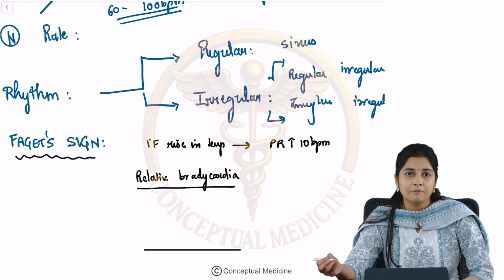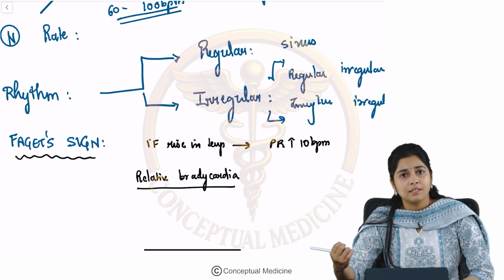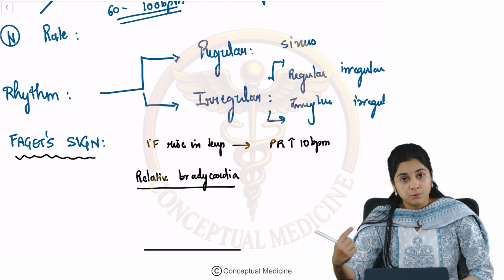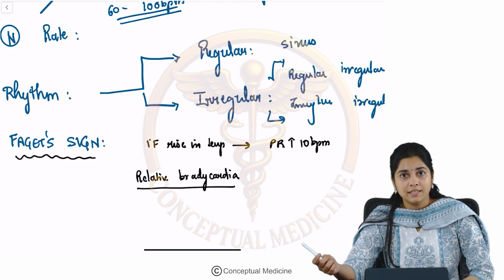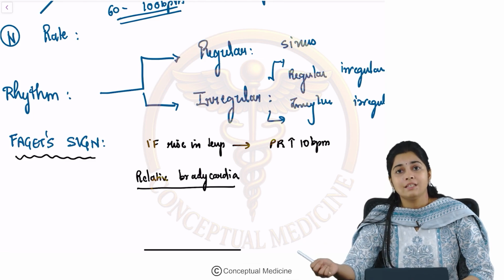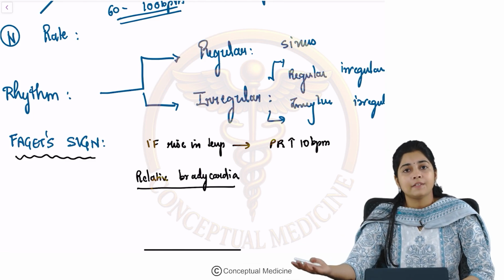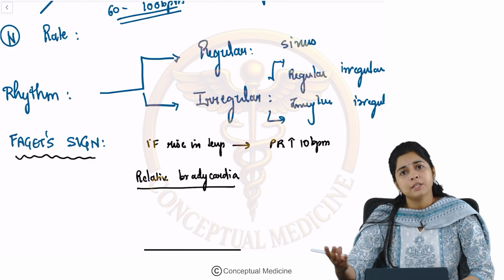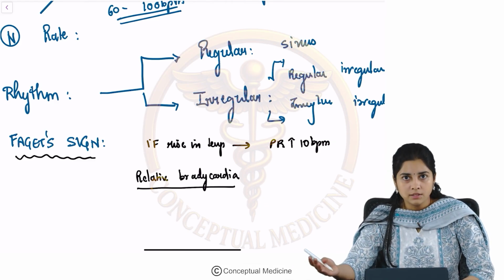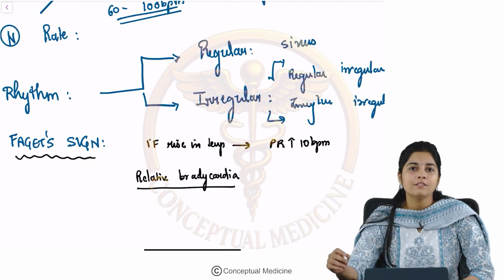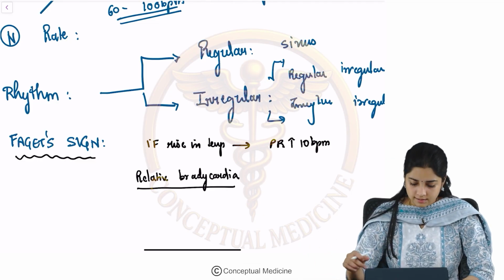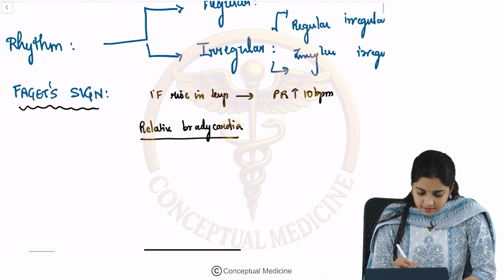So what is relative bradycardia? There is fever, there is an increase in temperature. For every 1 degree rise in temperature, you would have expected the pulse rate to rise. So you will expect tachycardia, however that is not there, and this is what we call relative bradycardia or the Paget sign.